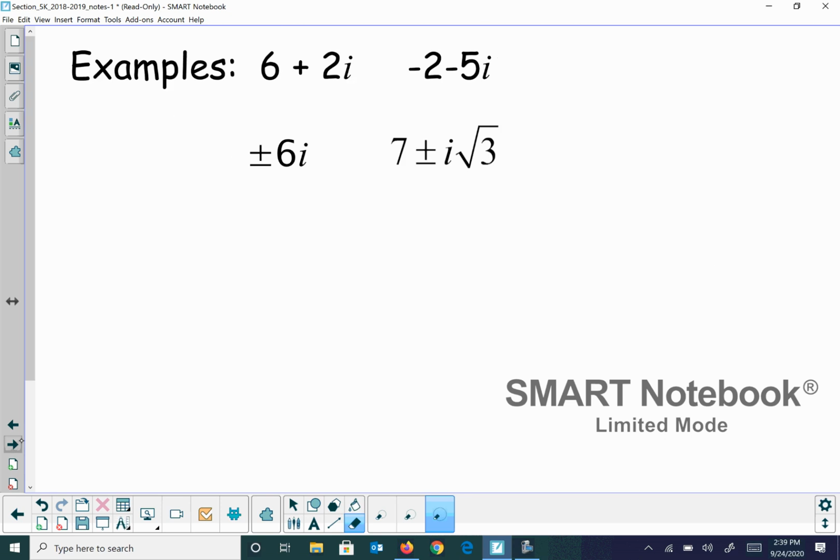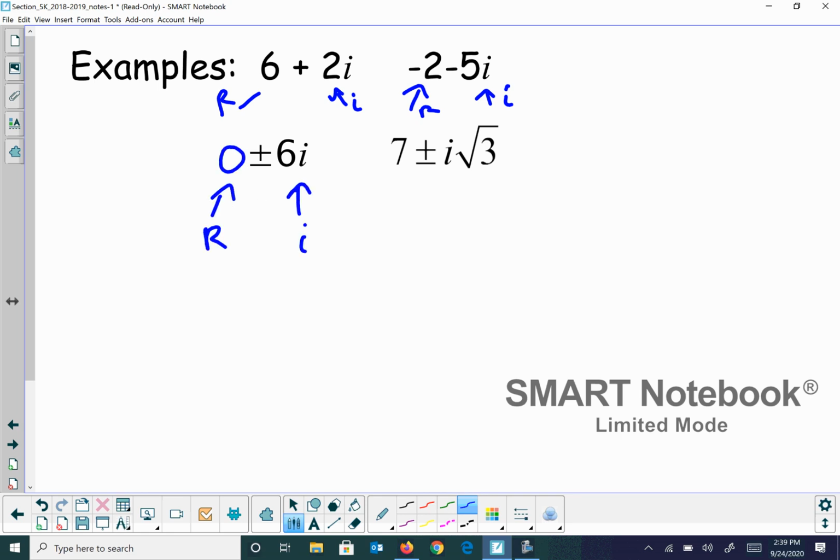So these are some examples of what a complex number would look like. If you look at this, this is the real part, and this is the imaginary part. Real part, imaginary part. I don't have anything here, so there's technically a 0 there as the real part. That's your imaginary part, real part, imaginary part. Okay? So they do indeed exist.